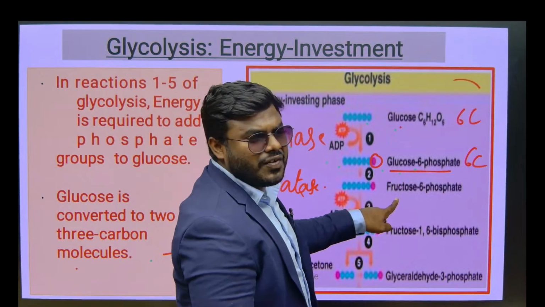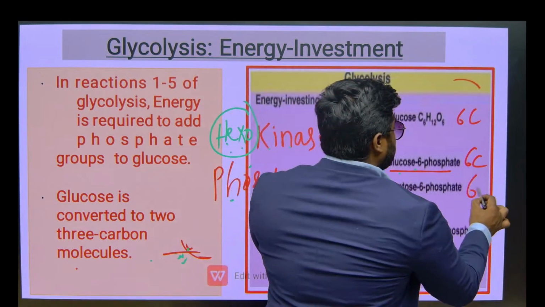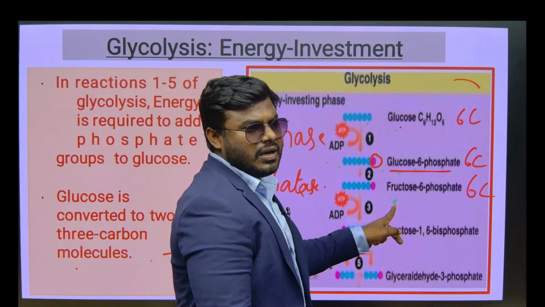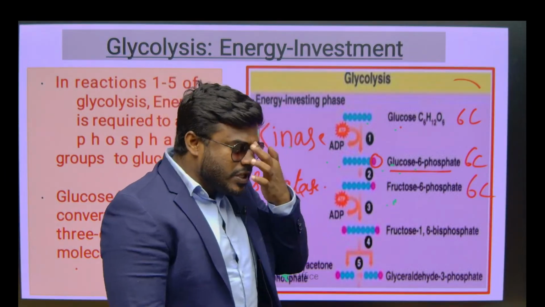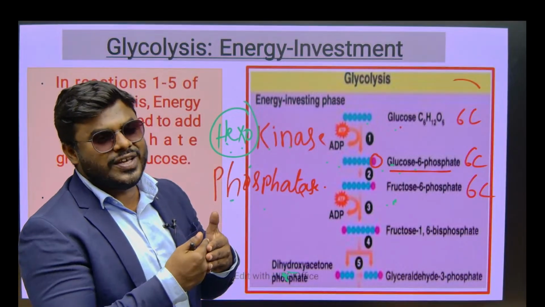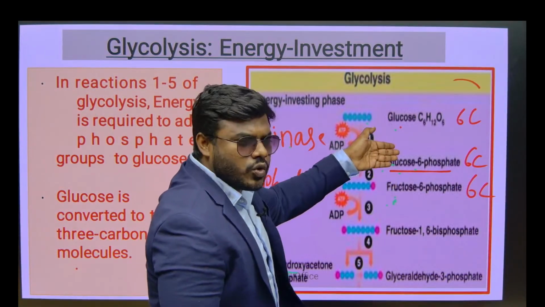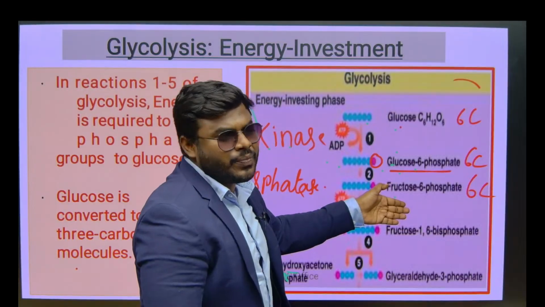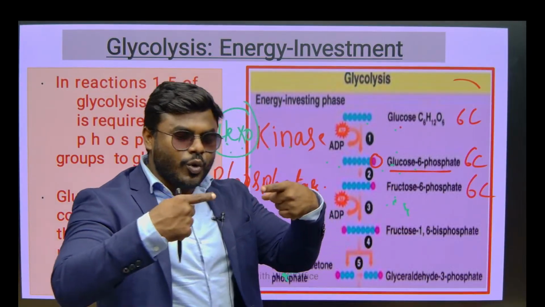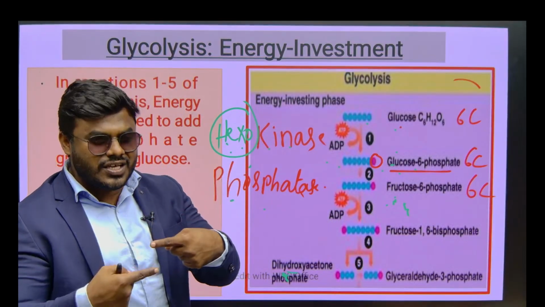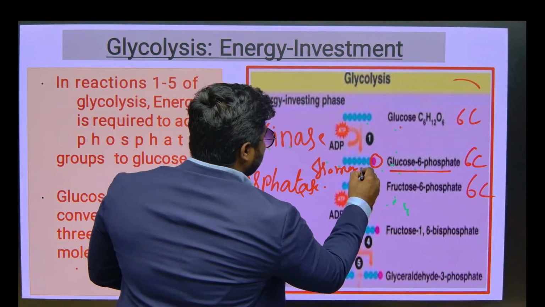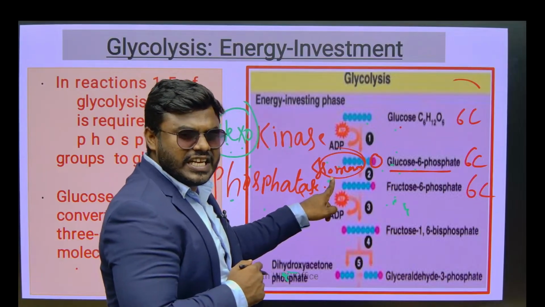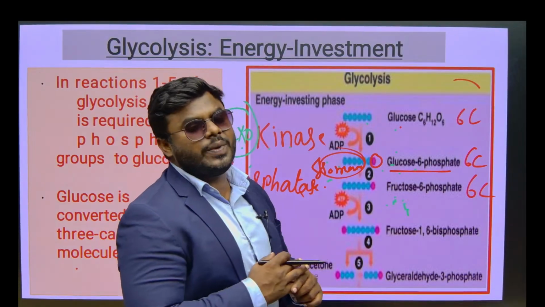Glucose 6-phosphate converted into? Fructose 6-phosphate. That fructose 6-phosphate is also 6 carbon. Both are isomers, which means both are interconvertible to each other. Fructose can convert to glucose, glucose can convert to fructose. Hence, when both are interconvertible to each other, the enzyme involved is isomerase. We'll see it later. Now fructose 6-phosphate is how many carbon?